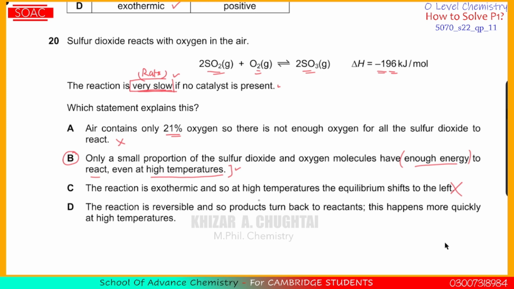The next one, the last one: the reaction is reversible and so the product turns back. Again, it's reversible. Equilibrium cannot be shifted. This question is not about the equilibrium shifting. And once again, it is confirmed that B is the correct option.